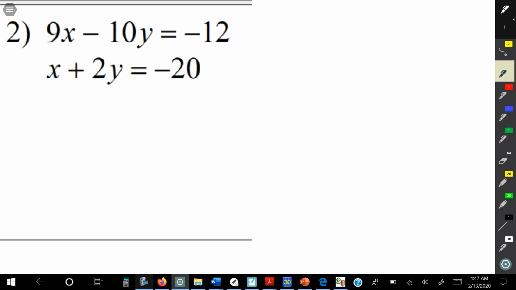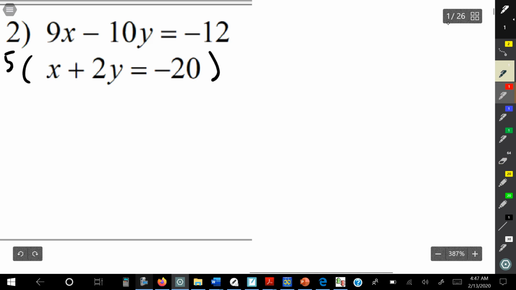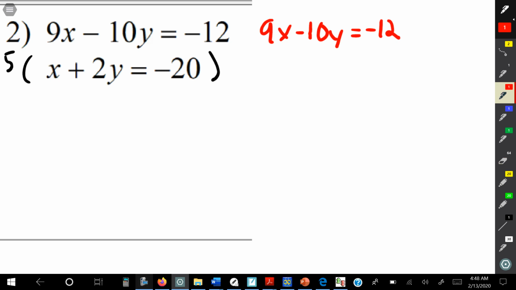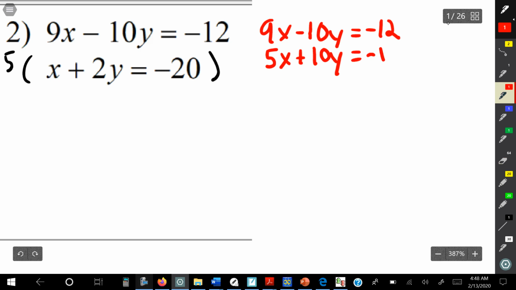All right, so there's multiple ways of doing it. You could multiply the bottom equation here by negative 9 so that the x's cancel out. But again, I want to keep my numbers small, so I'm going to multiply by 5. 5 times 2 is going to get me a positive 10, which will cancel out. So once I do that, I have 9x minus 10y is equal to negative 12, same equation. And then I have 5 times x, which is 5x. 5 times 2, which is 10, gives me positive 10y. And 5 times 20, which is 100, so that'll be negative 100.